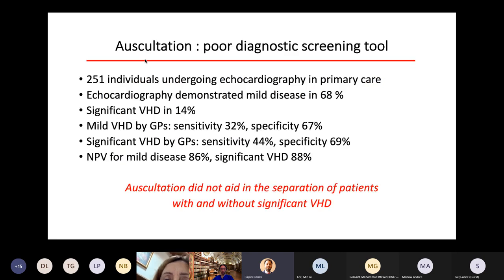Now, the bottom line for this is, unfortunately, auscultation did not aid in the separation of patients with and without significant valvular heart disease. Significant valvular heart disease, when detected by expert GPs, only had a sensitivity of 44% and a specificity of 69%. And the negative predictive value, which is potentially a little bit more concerning, for mild disease was good at 86%, but also for significant valvular heart disease was 88%.